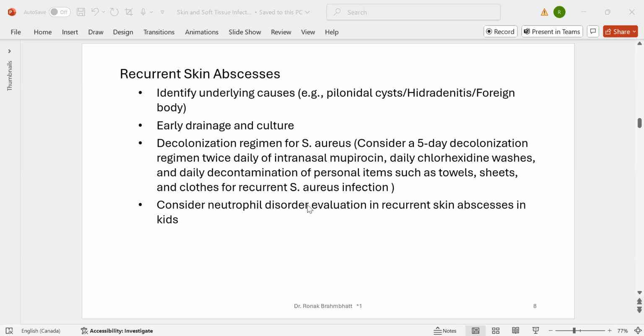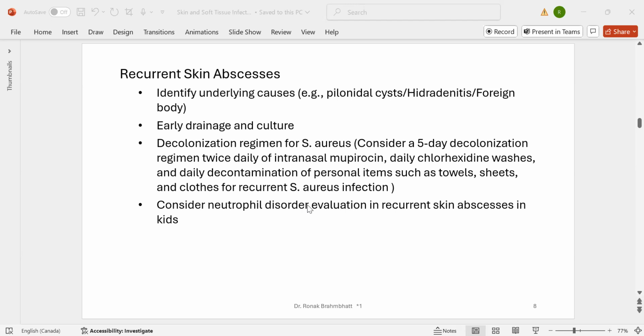Oh my God. Did you guys know about this? Did you guys know about this? Decolonization regimen for Staph aureus? Yes, no, yes, no. No? Oh my God. This is high yield stuff, right? This is high yield stuff.